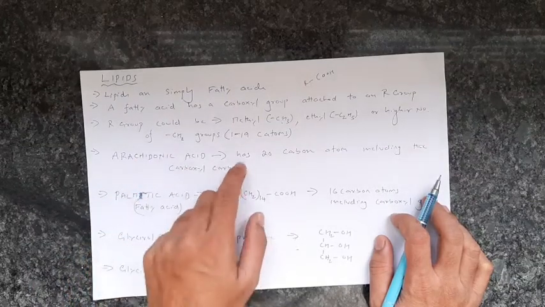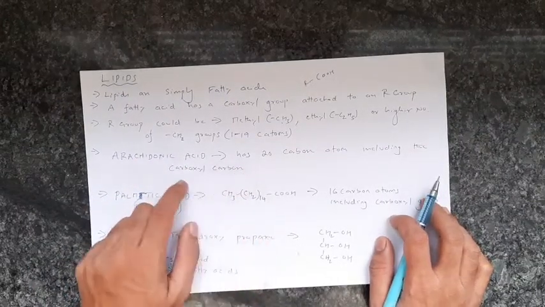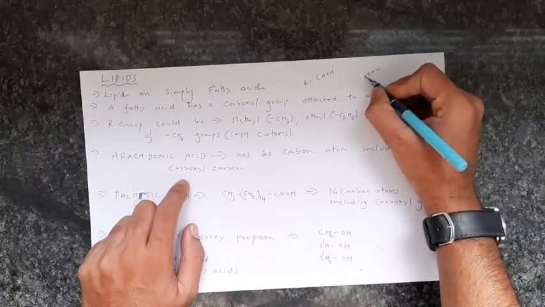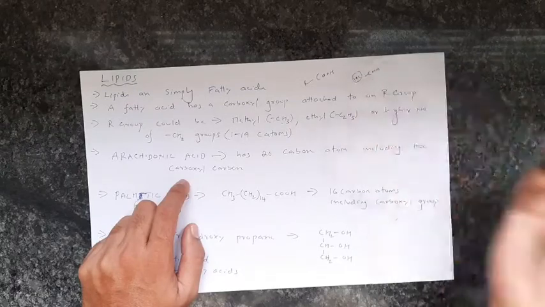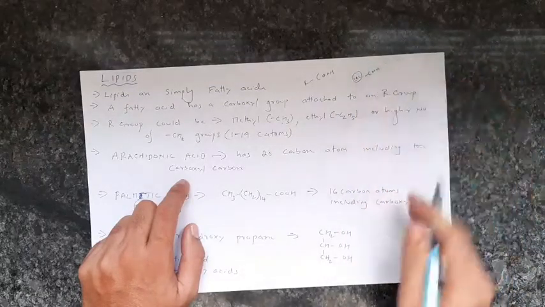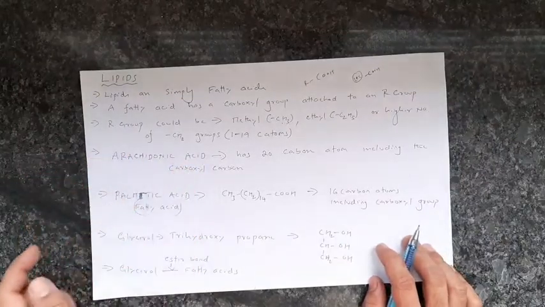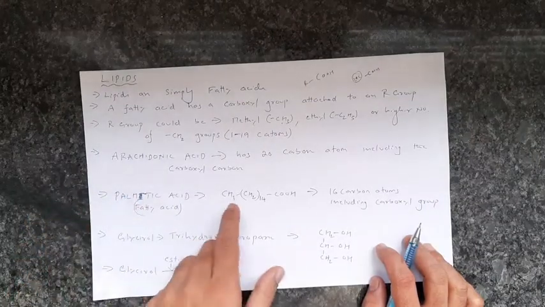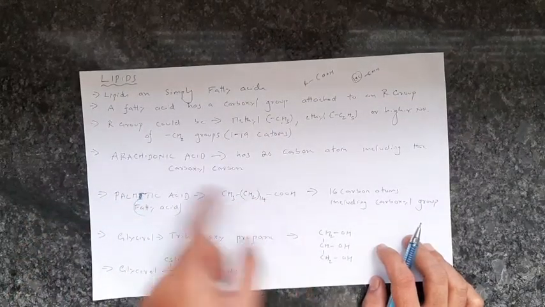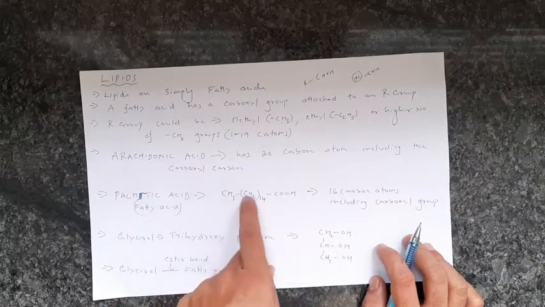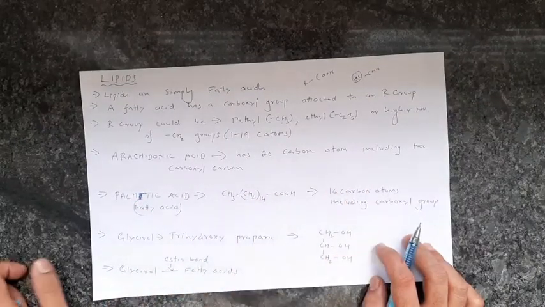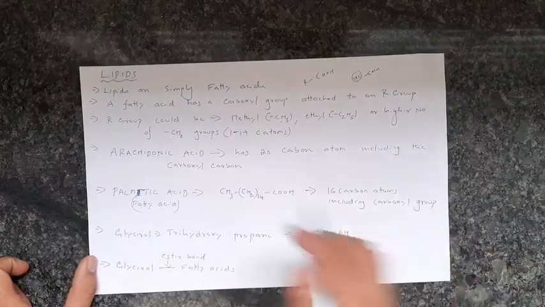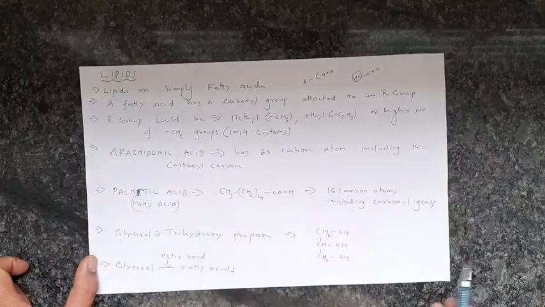Arachidonic acid. It has 20 carbon atoms, including the carboxylic carbon. That means COOH is compulsory, and along with that you see 19 C. That's it, total 20. So 19 plus 1, 20. So arachidonic acid, remember that. Whereas palmitic acid is also called a fatty acid. Palmitic acid is nothing but a fatty acid. So this is the structure. Please note this point. If you count the total number of carbons, so 1 here, so 14, 15, now 16. Total 16 carbon atoms, including the carboxylic group. So this is very, very important. Don't forget, arachidonic acid 20, whereas palmitic acid 16.